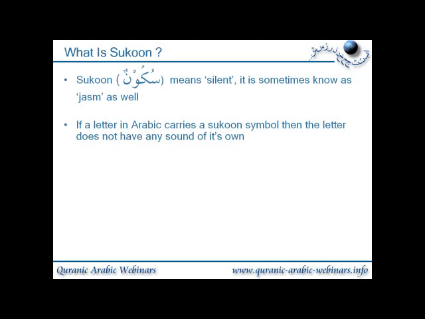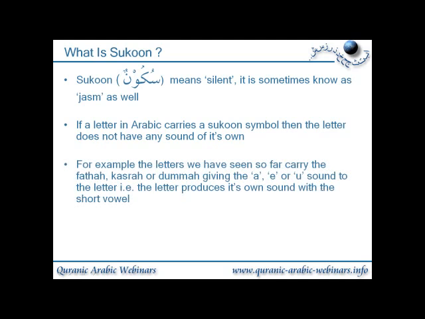If a letter in Arabic carries a Sukoon symbol, then the letter does not have any sound of its own. For example, the letters we have seen so far carry the Fatha, Kasra and Dhamma, giving the sounds of A, E or U to the letters, i.e. the letter produces its own sound with the short vowel. The way Sukoon is written may vary between different scripts.